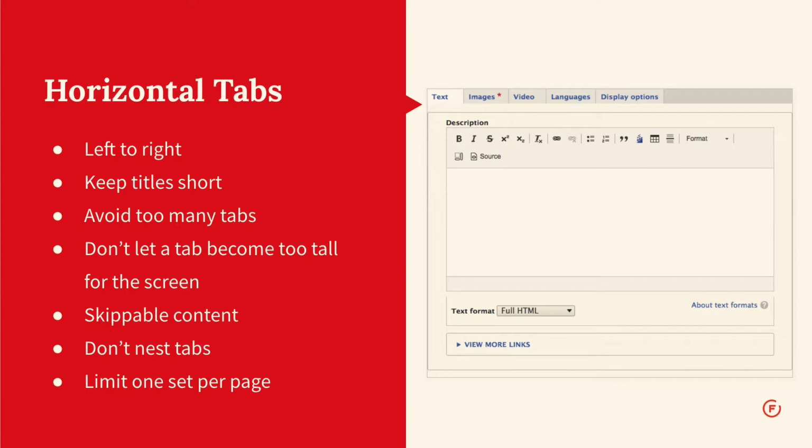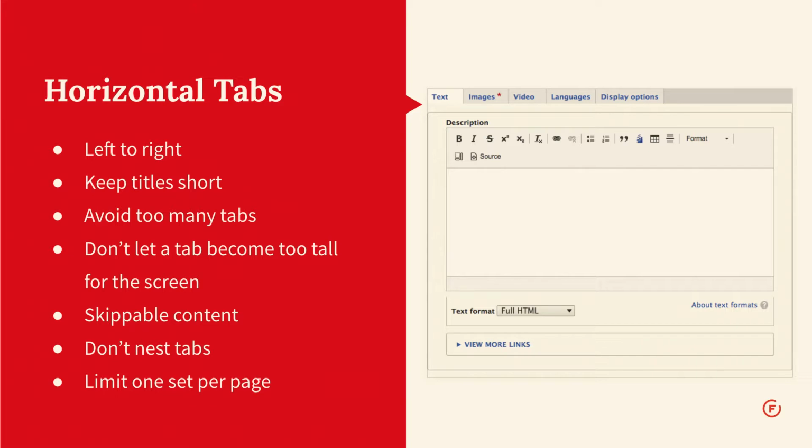Keep the titles short and avoid too many tabs, because if you have too many tabs or if you have labels that are too long, you have a limited amount of horizontal space, and it's going to wrap, and you don't want that. It looks really bad. It's really unintuitive and jarring, and that's one of the examples of where you're going to lose confidence in the system because it looks broken.